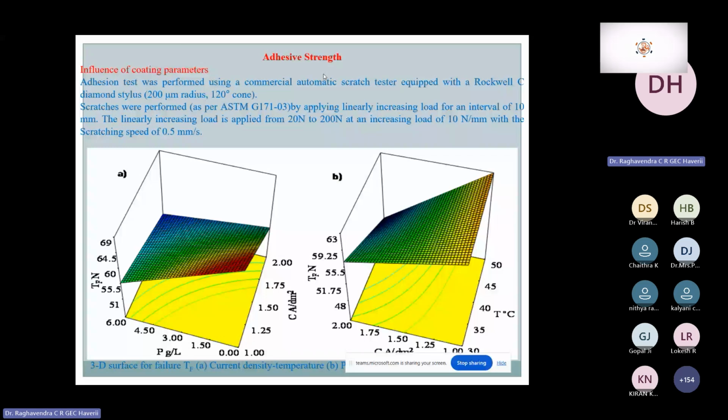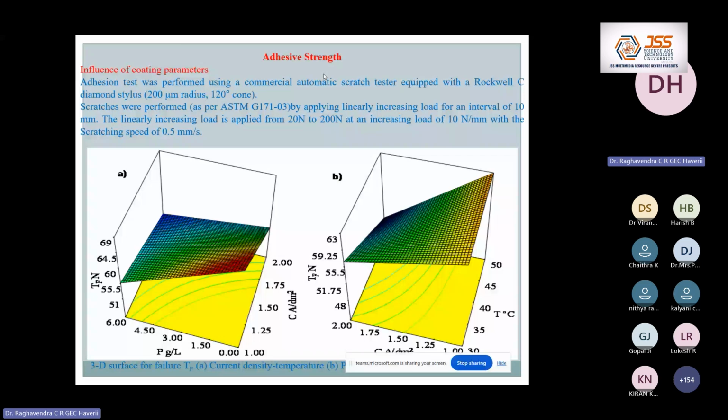Basically, the adhesive strength is tested with scratch testers as per the ASTM G171-03 method, wherein a diamond stylus with a 200 micrometer radius and 120-degree cone is pressed on the surface with a ramp load, or a linearly increasing load, applied between 20 to 200 Newtons. In our recent research work, we applied 20 Newtons to 200 Newtons with increasing load, with a scratch speed of 0.5 mm per second, which tells us how the adhesive strength is found.